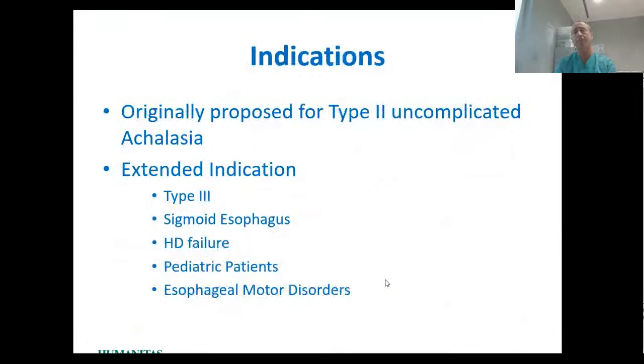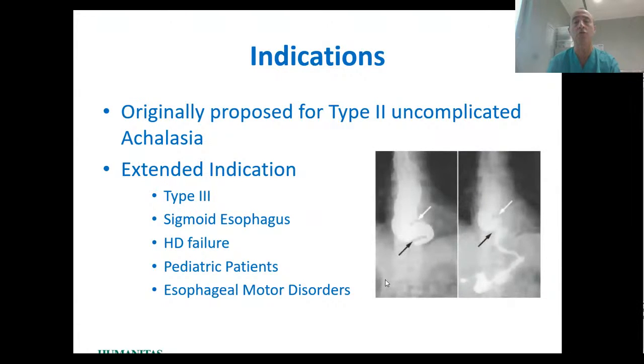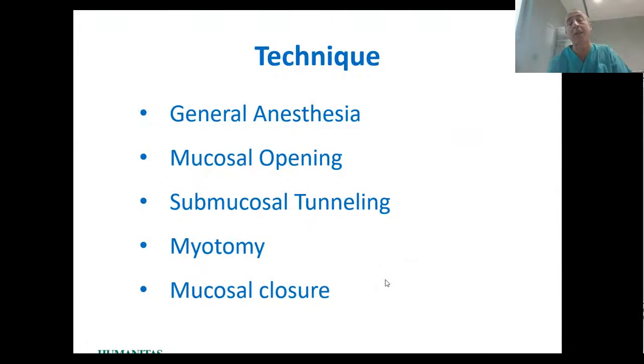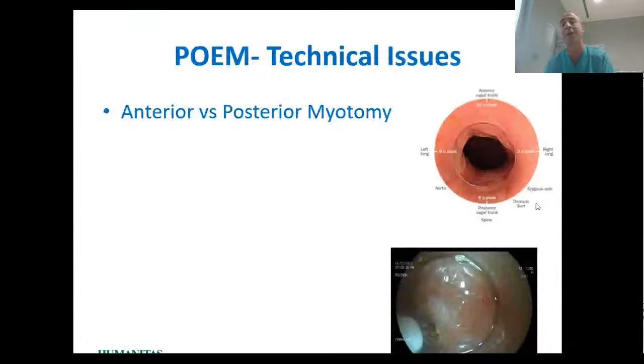There has been an evolution in indications. Originally, it was proposed only for type 2 uncomplicated achalasia. Now we have a huge number of indications. As I have demonstrated, we also use it for spastic disorders. We have been using it in pediatric patients in favor of Heller-Dor treatment. In terms of technique, everybody knows it is done under general anesthesia. You have a mucosal opening, submucosal tunneling, myotomy, and afterwards the mucosal closure with clips.